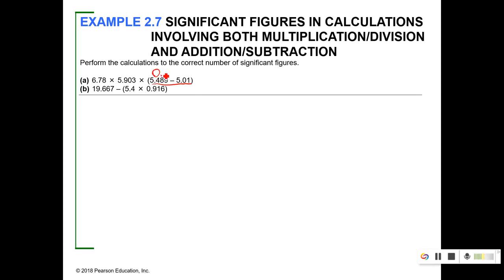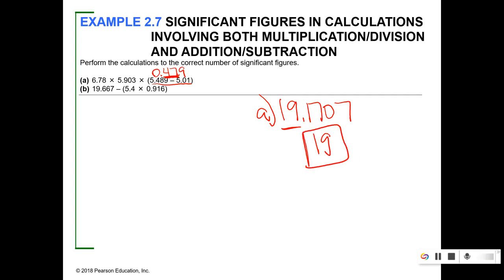I get 0.479. But from that math, I'm keeping 2 after the decimal because that's the sig fig rules. So when I do my multiplication, this last number now only has 2 total sig figs. So I get 19.1707. It does keep going. I'm keeping 2 numbers, so this is 19.